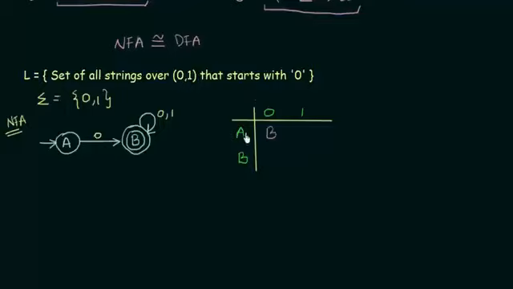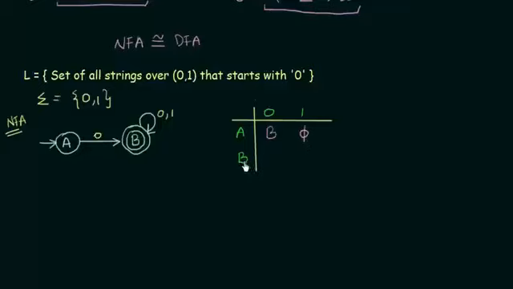And A on getting input 1, where does it go? It goes nowhere. It goes to phi, right? Phi is the dead configuration. So remember that this dead configuration in NFA, what will be its equivalent in DFA? In DFA, the equivalent of dead configuration will be a dead state or a trap state. So keep that in mind.